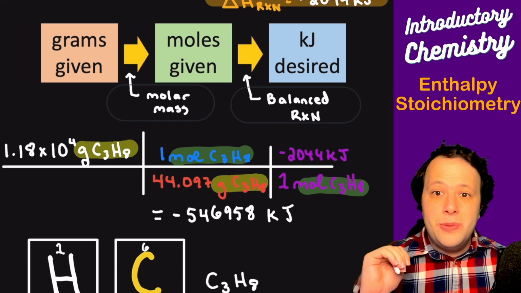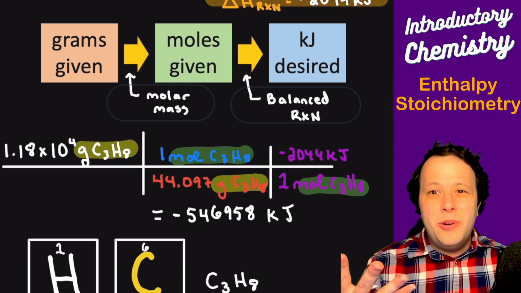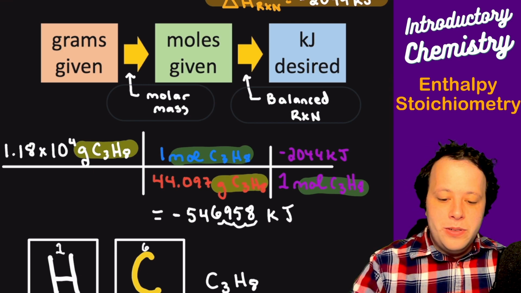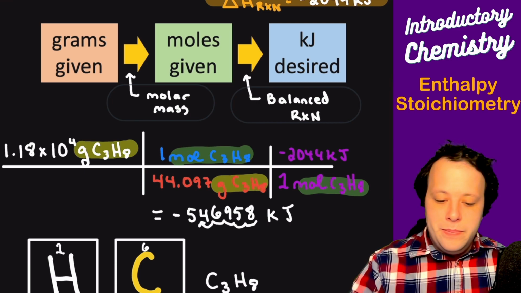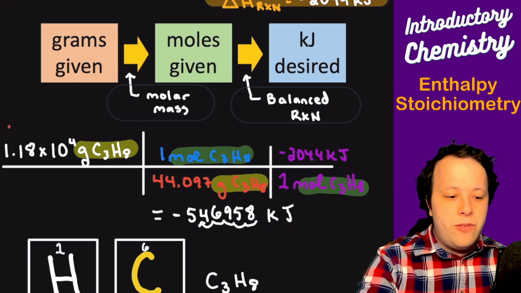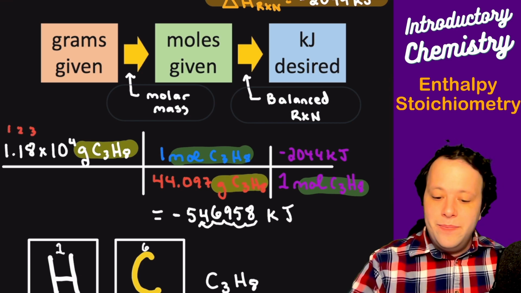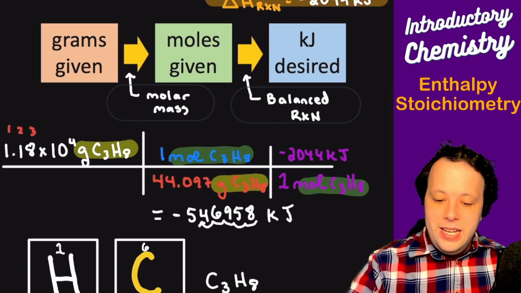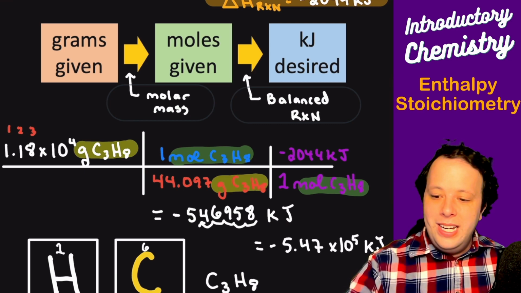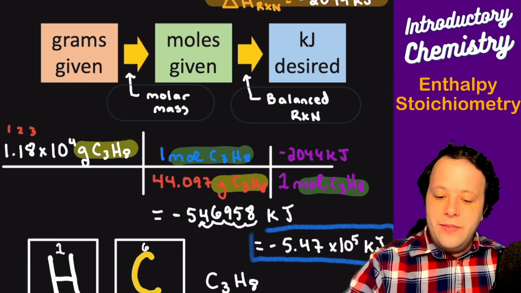Typically with these, we always want to round them to sig figs and put them in scientific notation. So we're going to be moving this decimal 5 times, and we want to round it to 3 sig figs because we started with 3 sig figs at the very, very beginning. So what we are going to have in the end is negative 5.47 times 10 to the fifth kilojoules as your final answer for this problem. This is how you can find the amount of energy.